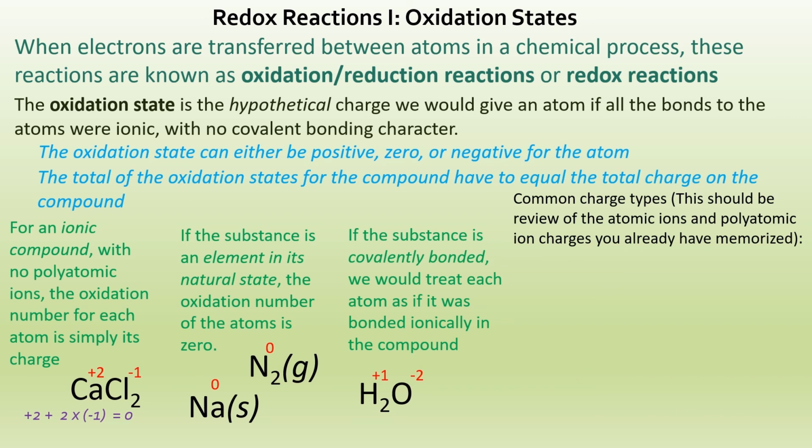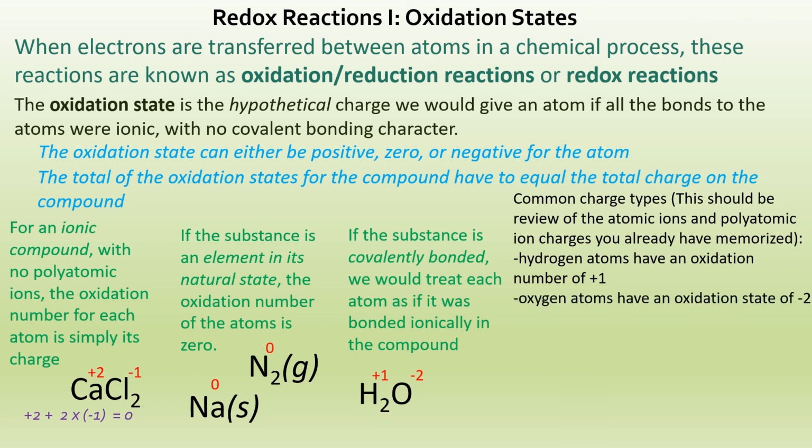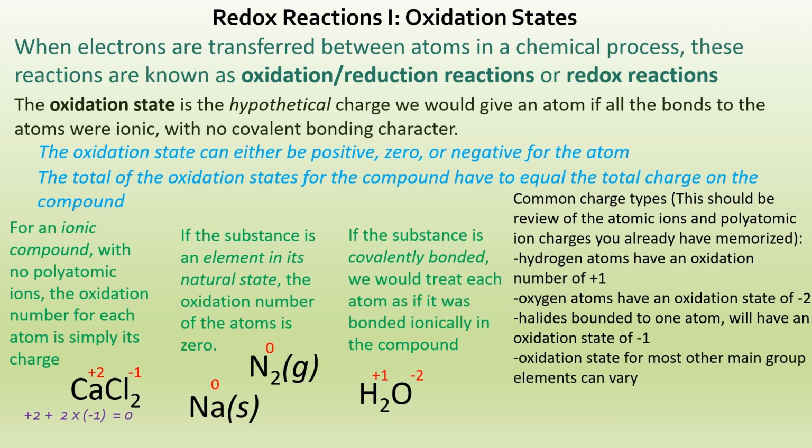Now, a good rule of thumb is that in a covalent compound, hydrogen atoms will have an oxidation number of +1 most of the time, and oxygen atoms an oxidation state of -2 most of the time. Other main group elements that we can be sure about are the halides, which when bound to a single atom will have an oxidation state of -1. The oxidation state of most other main group elements can vary greatly.